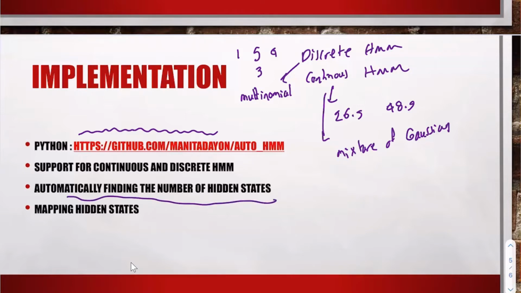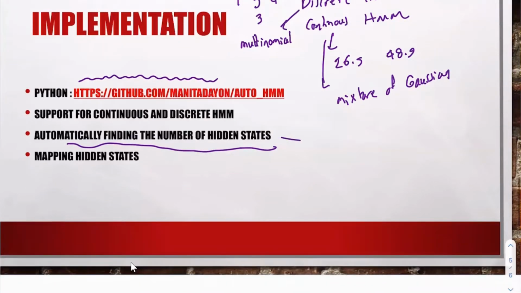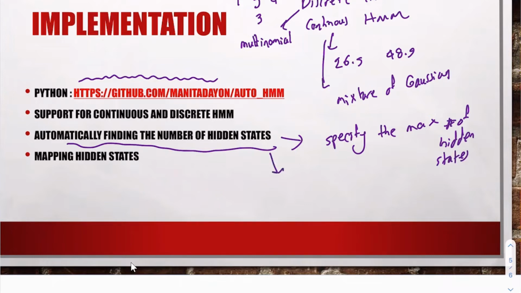So the number of hidden states in HMM is actually a pretty big deal. You don't know how many hidden states you have. You have to give it to HMM. If you have supervised learning, of course, the number of hidden states you can infer from data. So with this package, you specify the maximum number of hidden states you can imagine, like 10. And then this package gives you the optimal number of hidden states through AIC and BIC, Akaike information criterion and Bayesian information criterion, right?